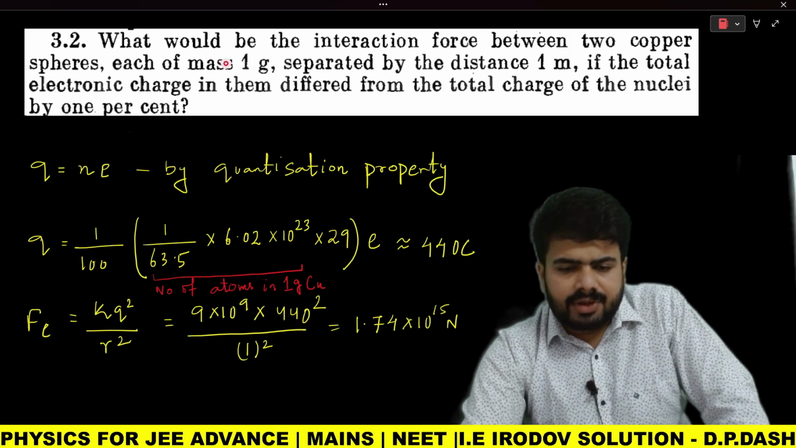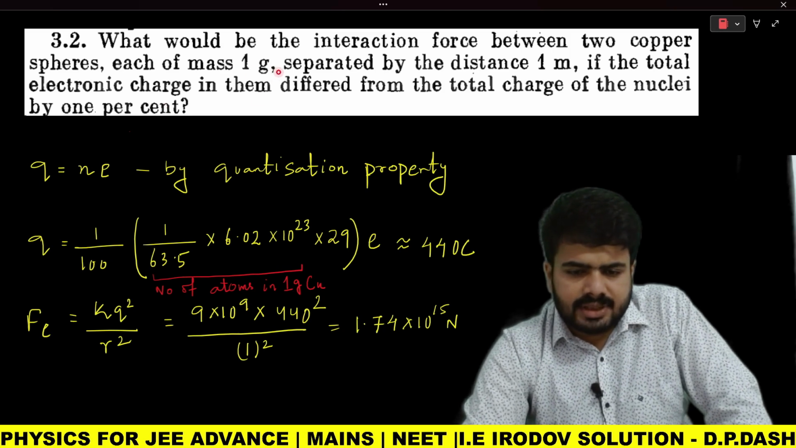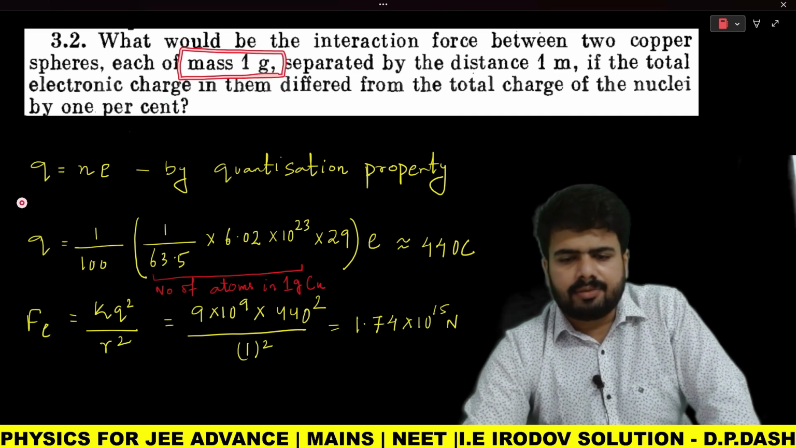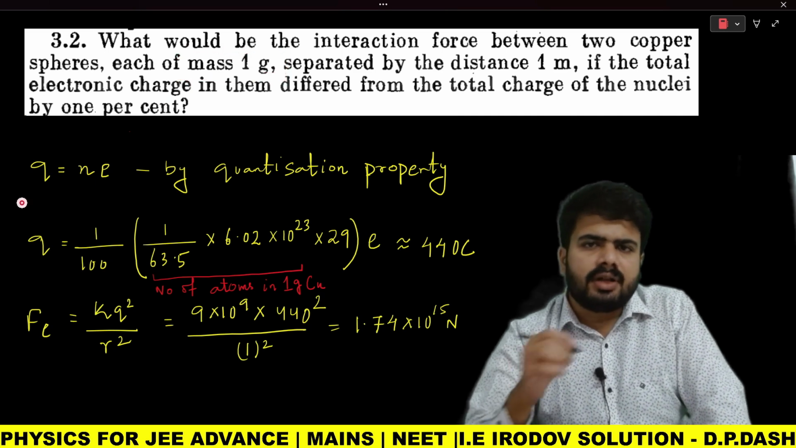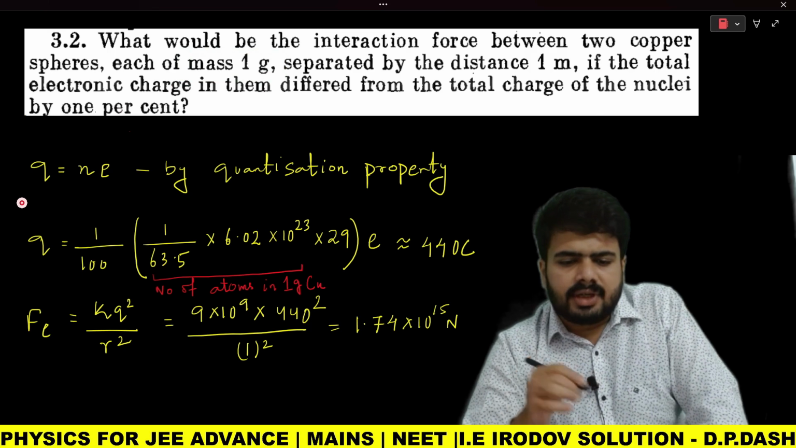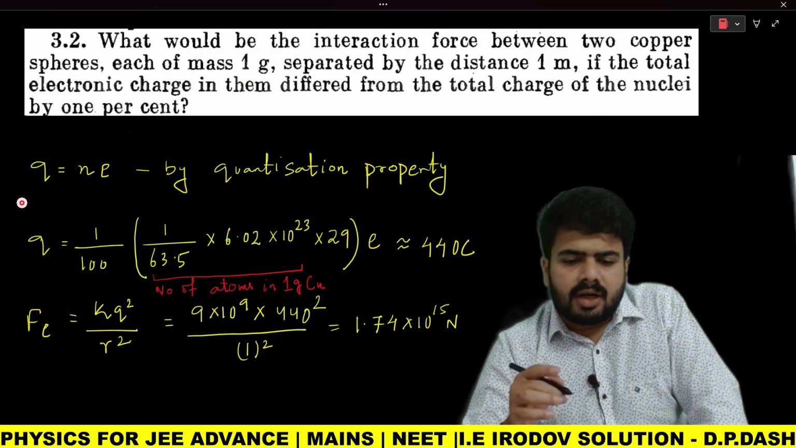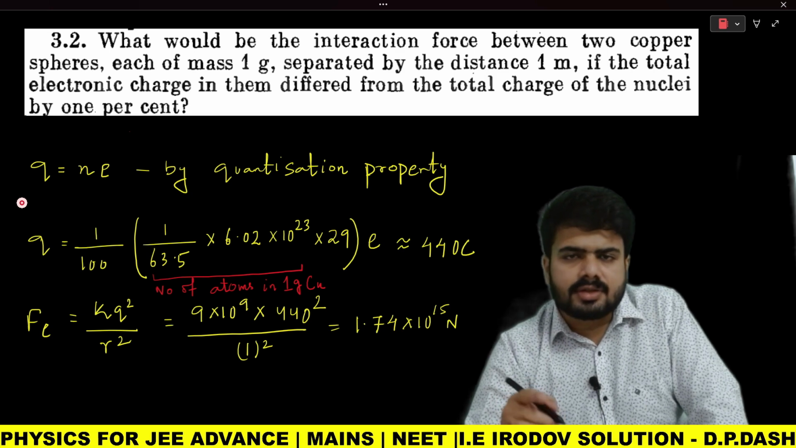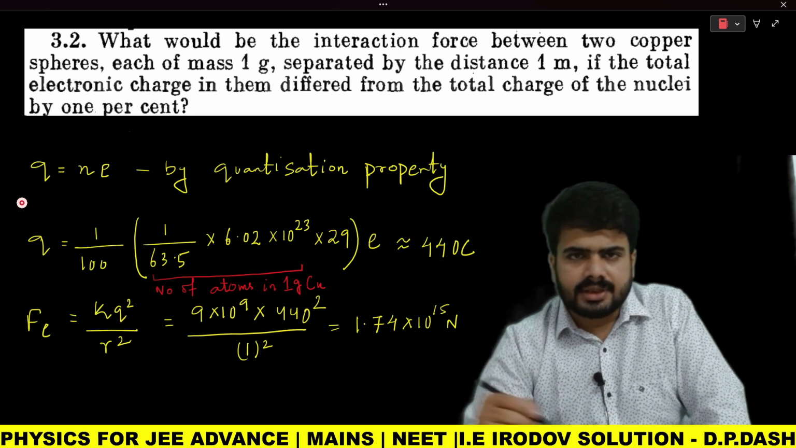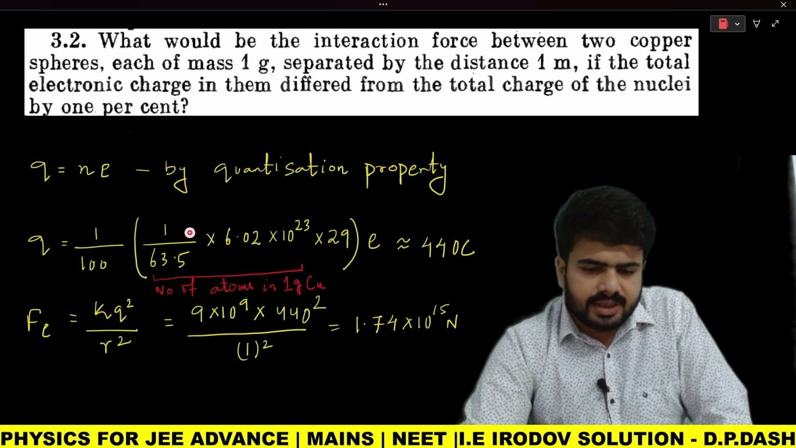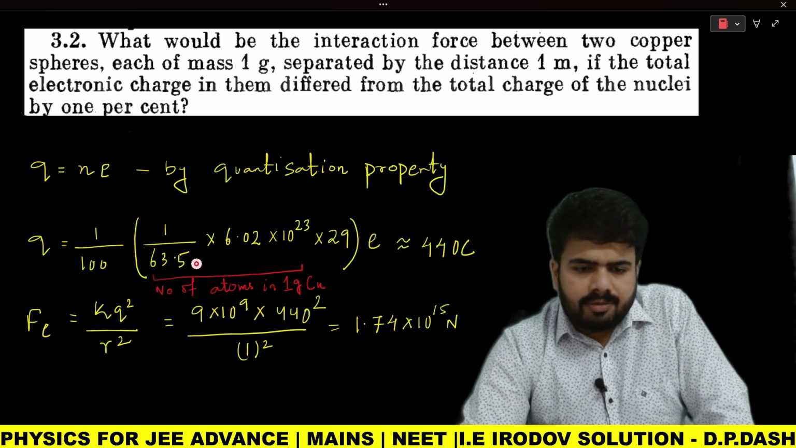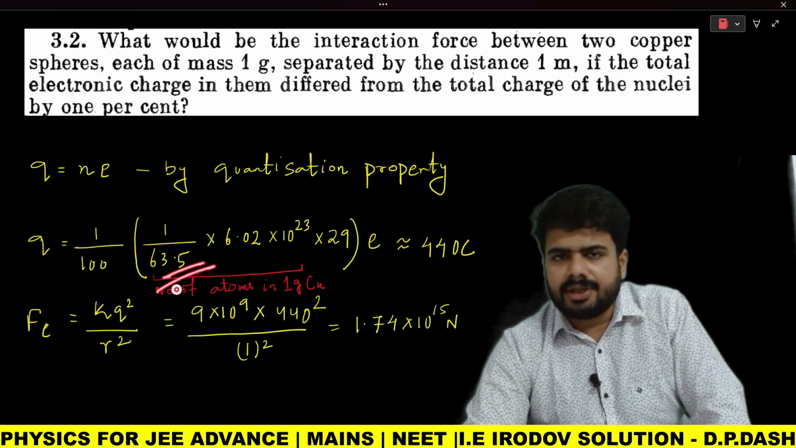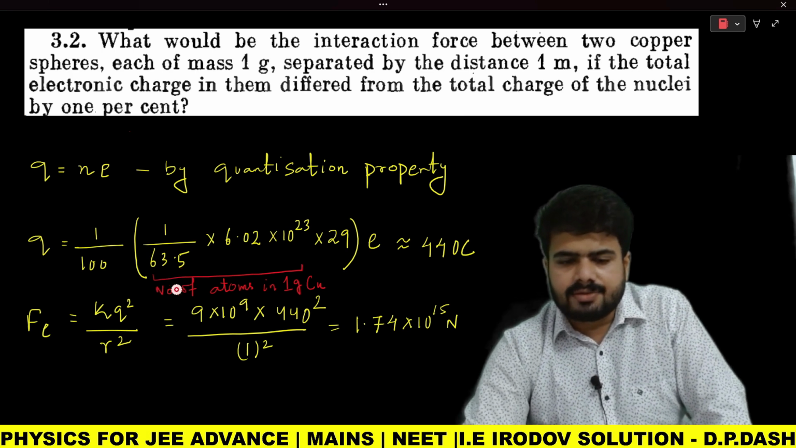Here what we have been given is that the mass of each sphere is 1 gram. These are made up of copper. So what you have to do here is calculate how many electrons are there in that 1 gram of copper. So how you can find it: for copper we have atomic mass 63.5. Here I have written the total mass I am having is 1 gram.